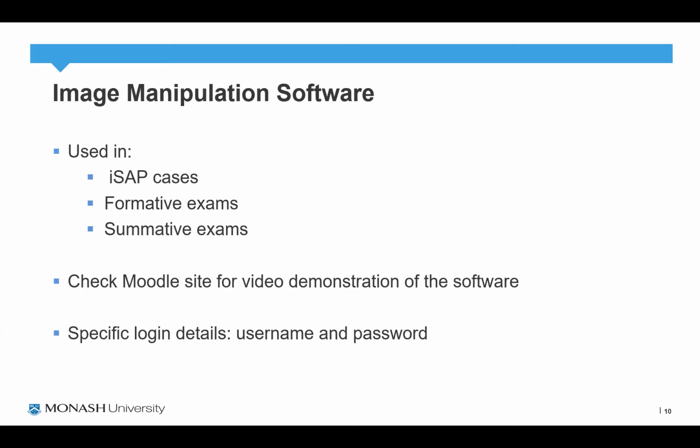So there's only one big exam during the exam period, but there will be 2 formative exams. So halfway through, after 4 weeks, there'll be 1 formative exam. And then the last 4 weeks as well, there will be another formative exam. And the summative exam, we use the image manipulation software. And if you've forgotten, there is a video demonstration of the software. And then for the exam, there are specific login details for access to the image manipulation software.